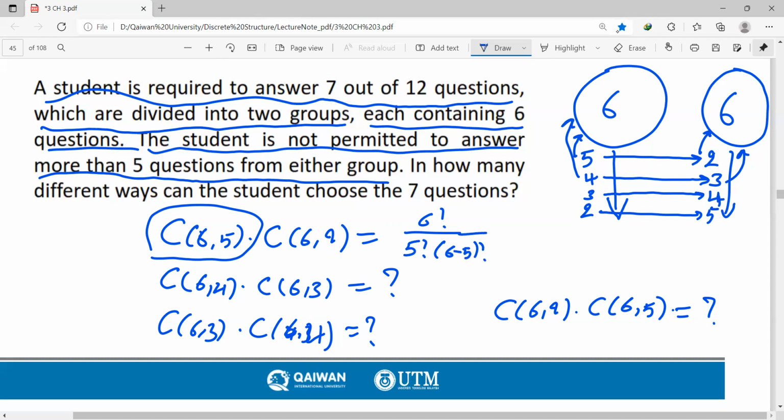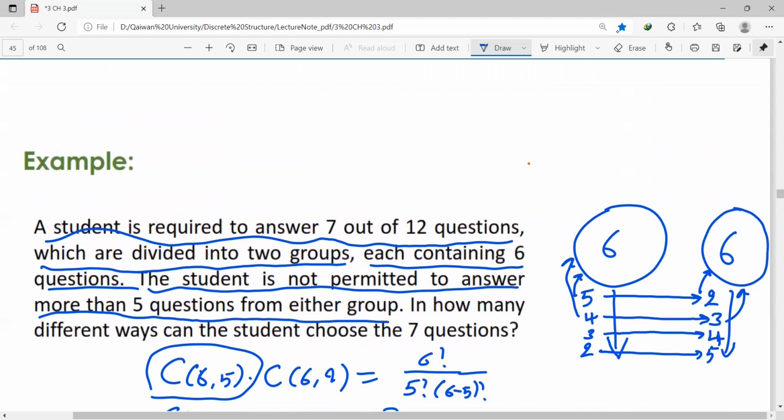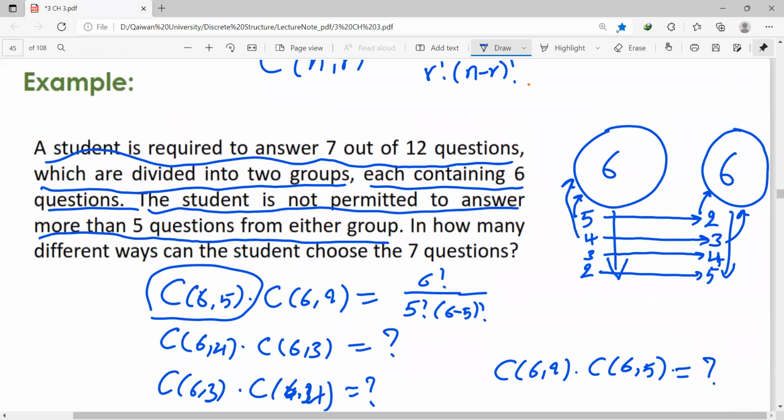This is the rule of combination. So the rule of combination, we say C, N, and R, that means choosing R things from N. It equals N factorial dividing by R factorial multiplying by N minus R factorial. That's the rule for combination. We just apply that rule and we get 6.